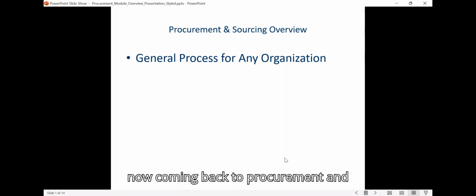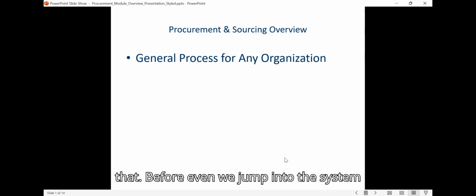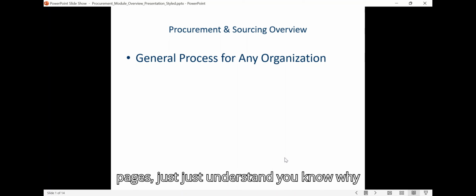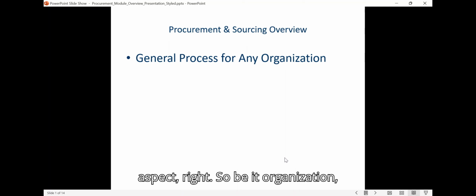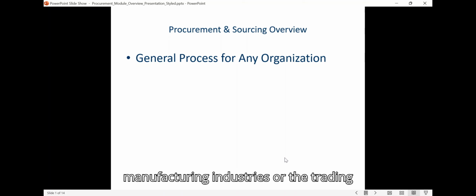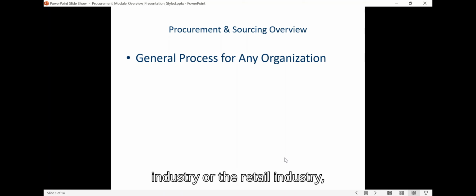Now, coming back to procurement and sourcing, right? We are not really talking about any specific organization, but the general process for any organization with respect to procurement and sourcing. Before we jump into the system and show you all the clicks and pages, just understand why we require procurement and sourcing at all. Be it any organization, service industries, manufacturing, trading, or retail, procurement is a very important process.